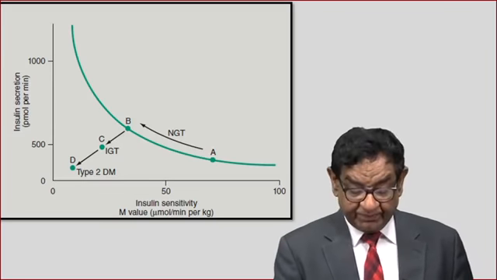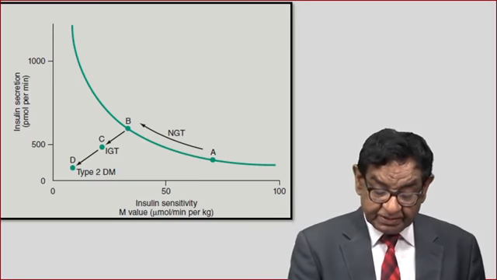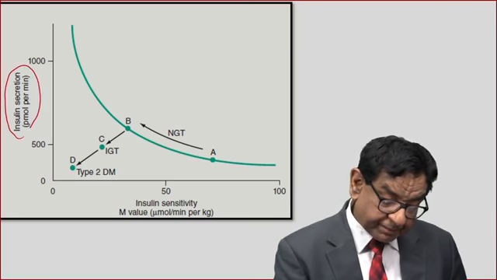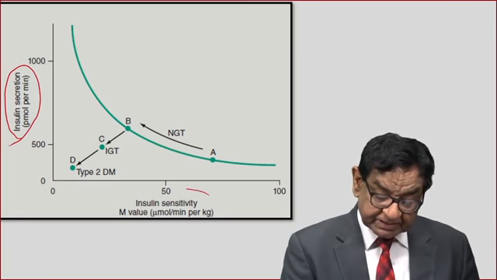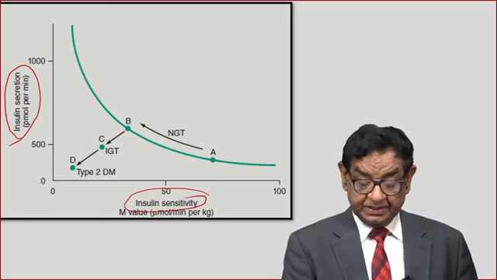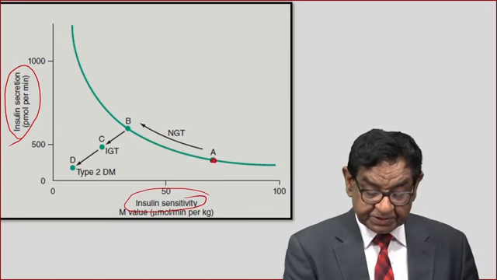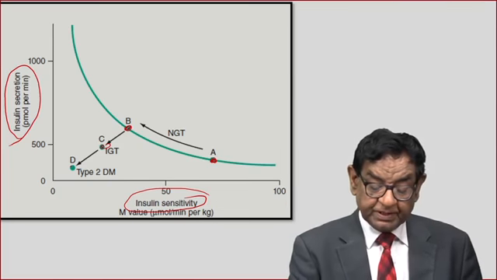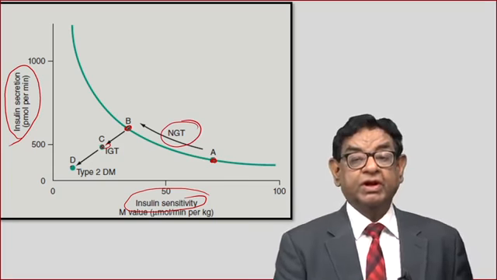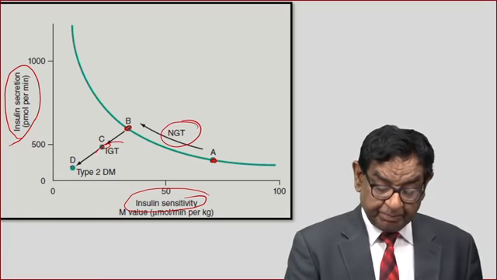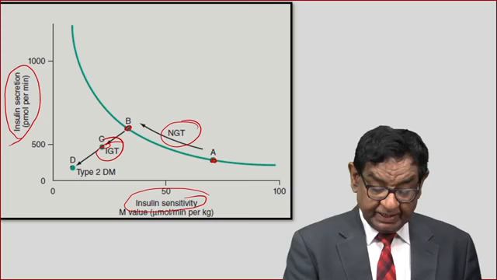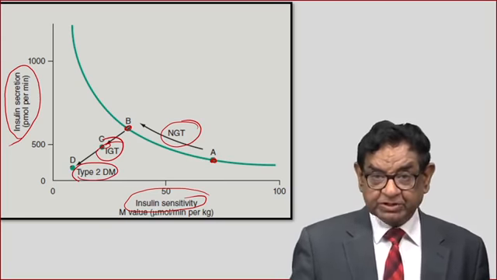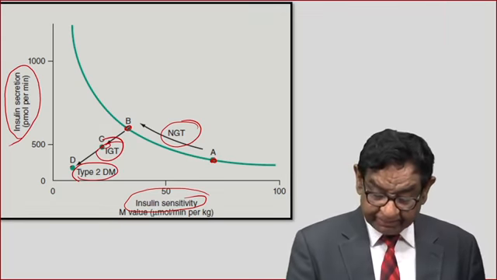So let us see the graph. Again, you can draw the diagram. Here is the insulin secretion. Here is the insulin sensitivity. Stage A, stage B, stage C, stage D. This is normal glucose tolerance, impaired glucose tolerance and type 2 diabetes. First you draw the diagram and in the next slide I am going to explain what this diagram is.